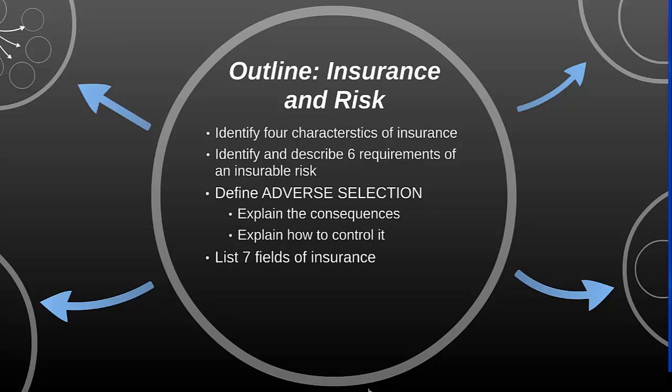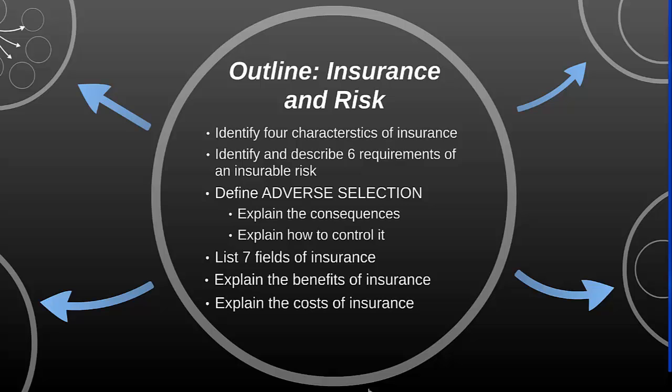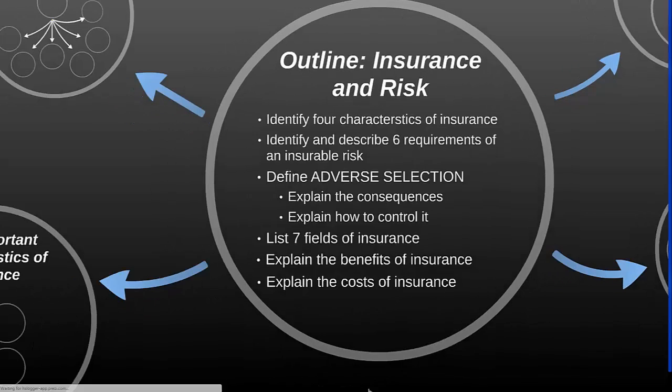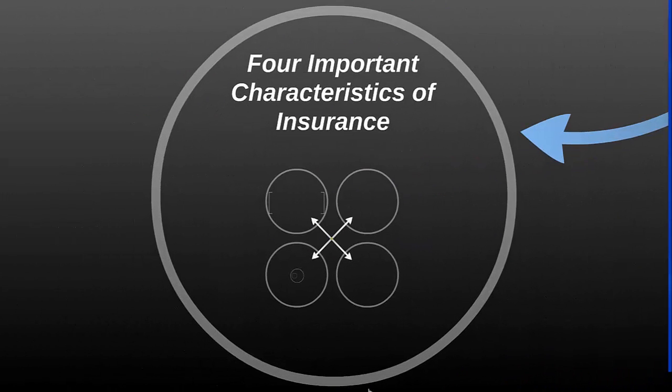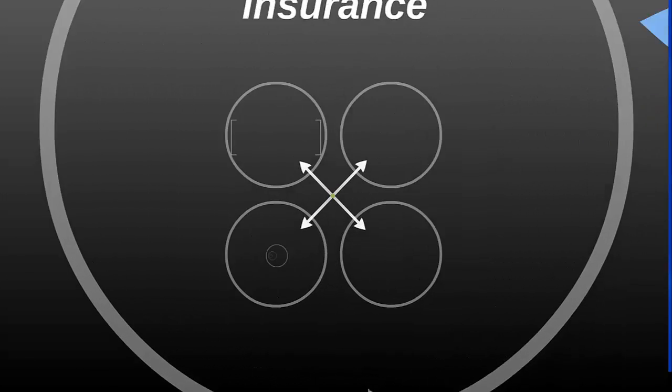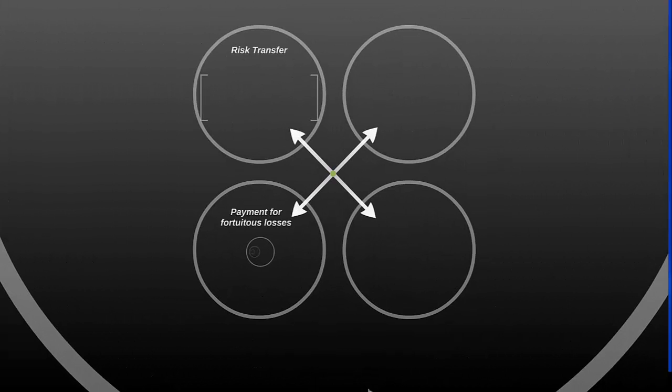Next, you should be able to list 7 fields of insurance, as well as describe them, and explain the benefits of insurance, and explain the costs of insurance. So let's start with 4 important characteristics of insurance. They are risk transfer, payment for fortuitous losses, indemnification, and loss sharing.